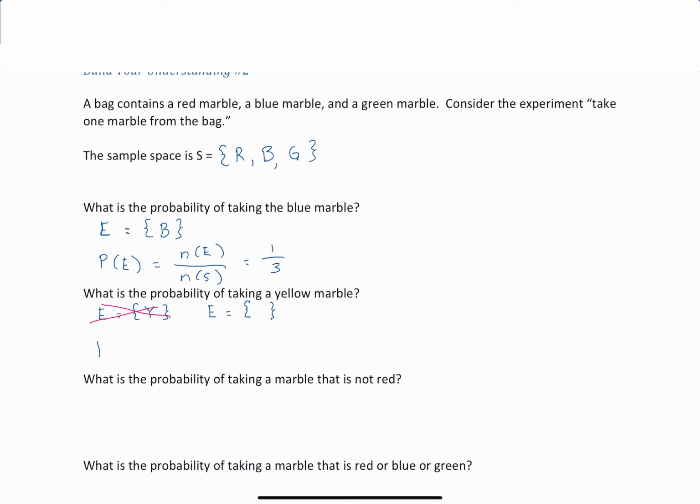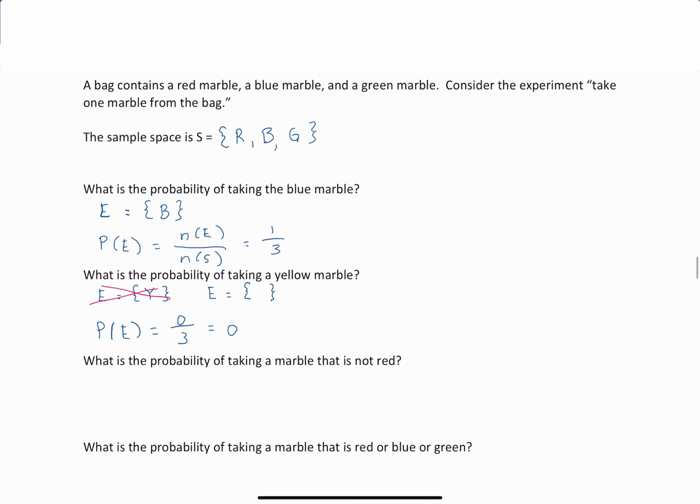So what's the probability of that event? Well, a couple of ways you could think about it. You could say this event has 0 outcomes out of the 3 possibles, and 0 over anything is 0. Or you could just say to yourself, if something can't happen, for example, taking a yellow marble out of a bag that doesn't have any yellow marbles, you can say, well, the probability of that is 0.